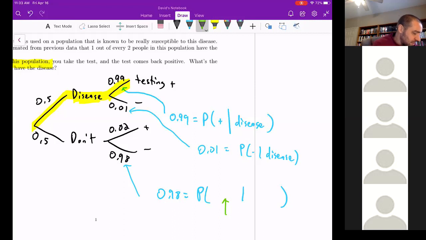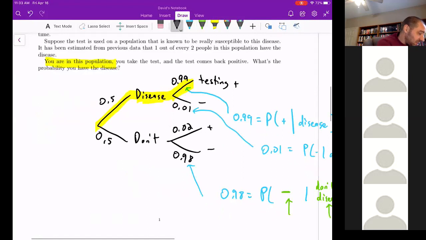Negative test result. Yeah, what's the probability the test came back negative, given what? Given that you don't have the disease. So assuming I don't have the disease, there's a 98% chance it'll come back negative. So these branches that are branching off later in the tree, those are all conditional probabilities. 0.99 assumes something happened before, as does the 0.02 and 0.98.